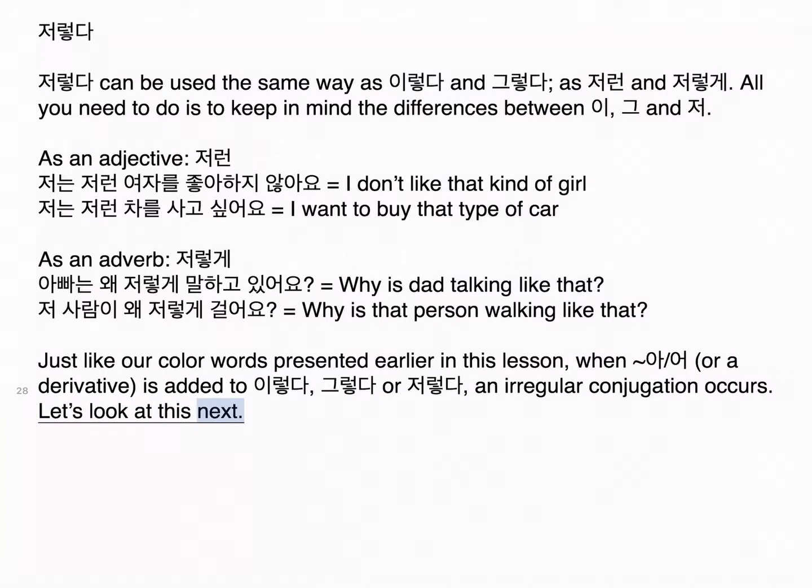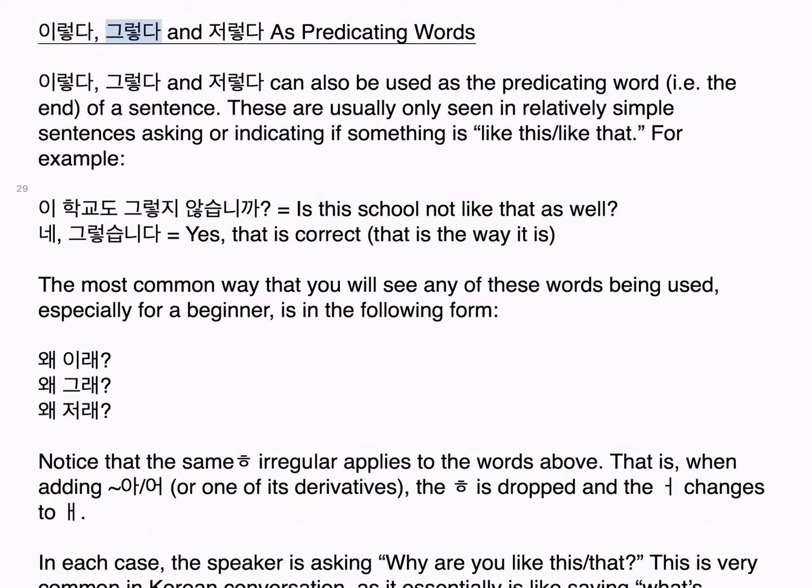Let's look at this next. 이렇다, 그렇다, and 저렇다 as predicating words. 이렇다, 그렇다, and 저렇다 can also be used as the predicating word, that is, the end of a sentence. These are usually only seen in relatively simple sentences asking or indicating if something is like this, like that. For example, 이 학교도 그렇지 않습니까? Is this school not like that as well? 네, 그렇습니다. Yes, that is correct. That is the way it is.